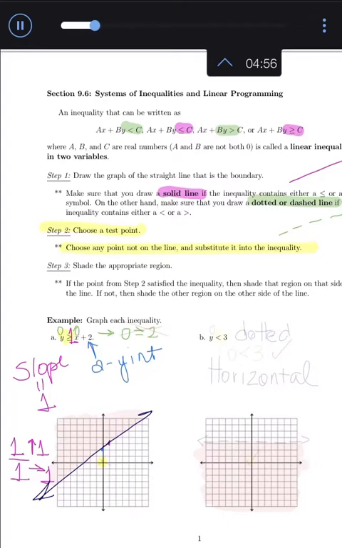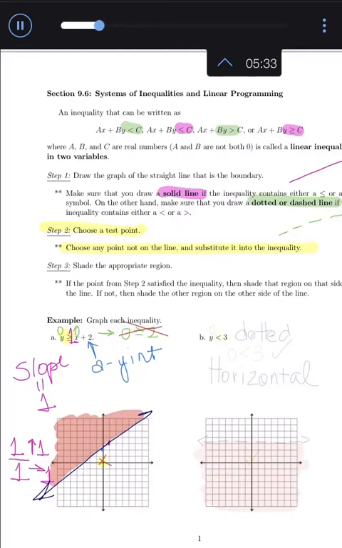So the question is, is that a true statement? Is 0 greater than or equal to 2? And the answer is absolutely not. 0 is not greater than or equal to 2. So that means our point 0, 0, I'm going to put a little X on it, does not work. So that means we're actually going to shade the other side of the line that 0, 0 is not on. So that means I'm going to shade the upper portion, the other side of the line that 0, 0 is not on. And that is our final graph.